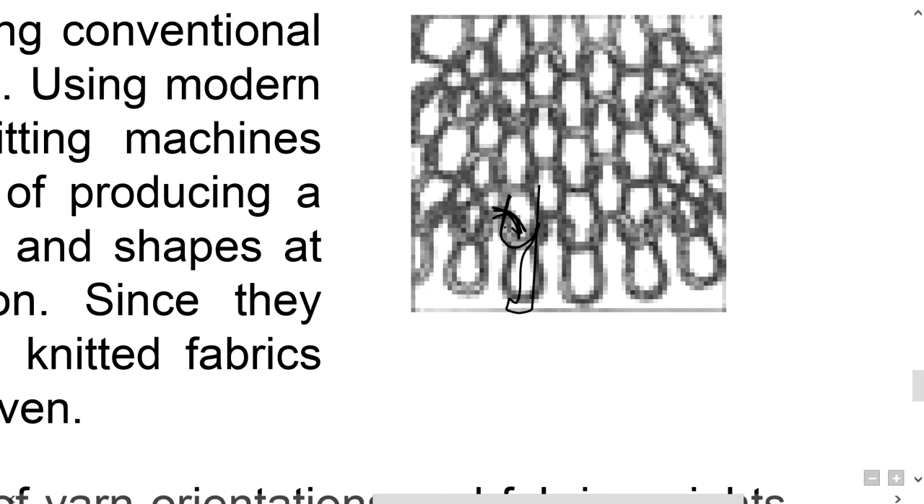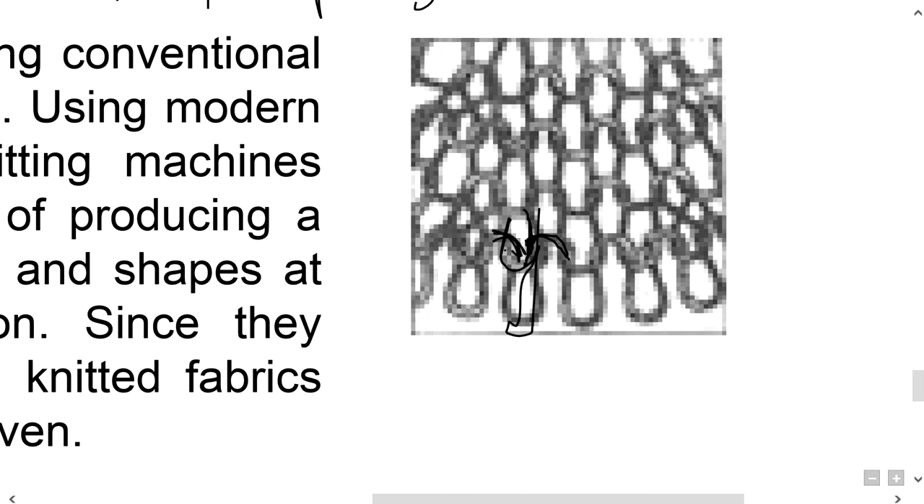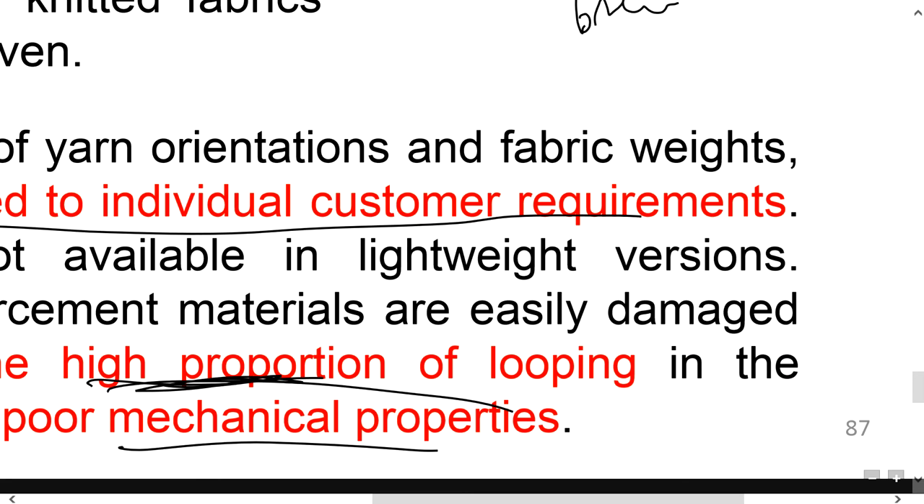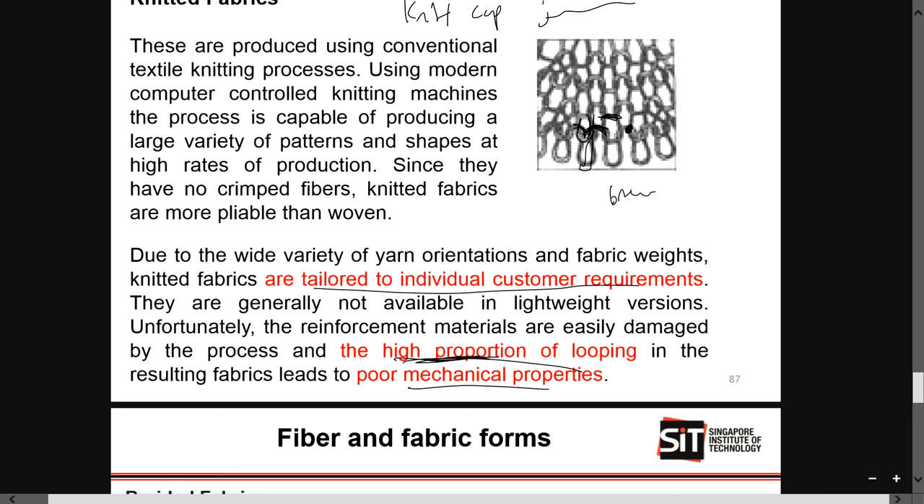It loops with this and with this and with this, so they loop all around. So the looping actually causes trouble, because if you were to pull, the looping will actually break. If you think about it, the fibers are quite brittle. So once you pull it, it can easily break the material itself. So over here, this is why it has very poor mechanical properties.